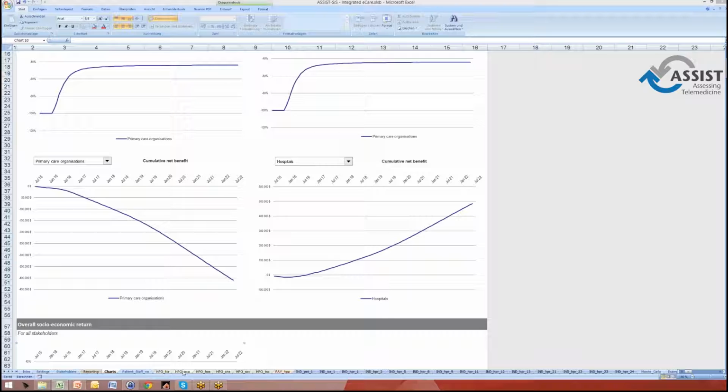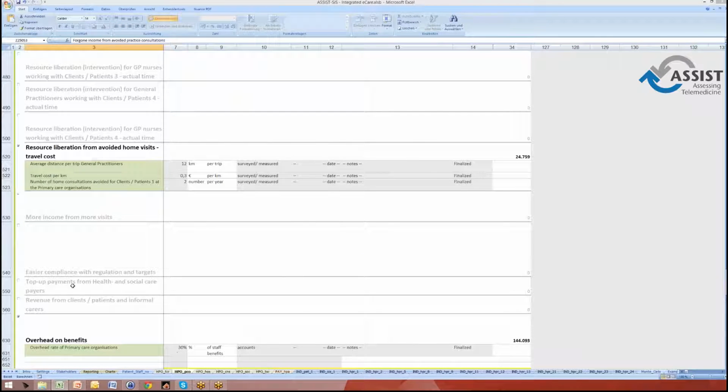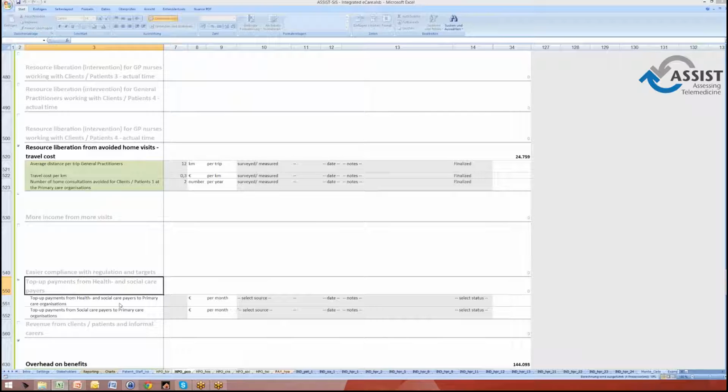What we can do, I'm going back to the HPO PCO sheet, and there is in line 550 an indicator that is exactly for this kind of benefits, called top-up payments from health and social care payers. I switched that on. And that's an amount of euro per patient per month. Maybe I have no idea what it should be, but maybe if we start with 100 euro or something to see what happens. Oh, okay, I know that's probably a bit too much. 2 million per month per patient. Yeah, maybe we go back to 25 euro.